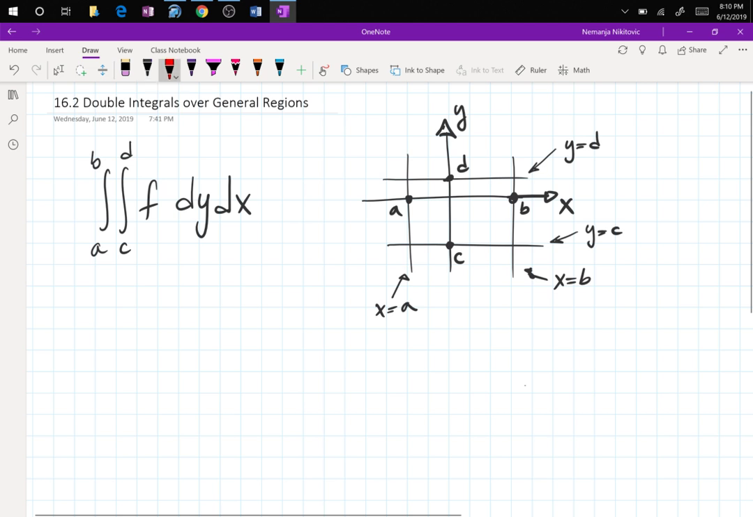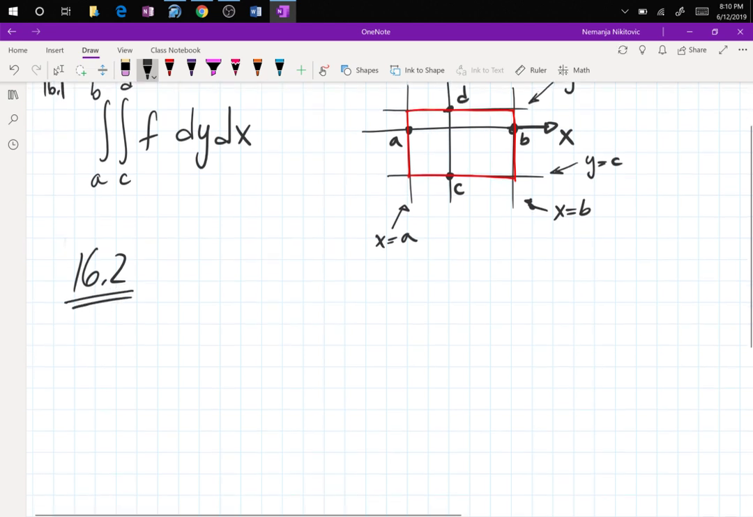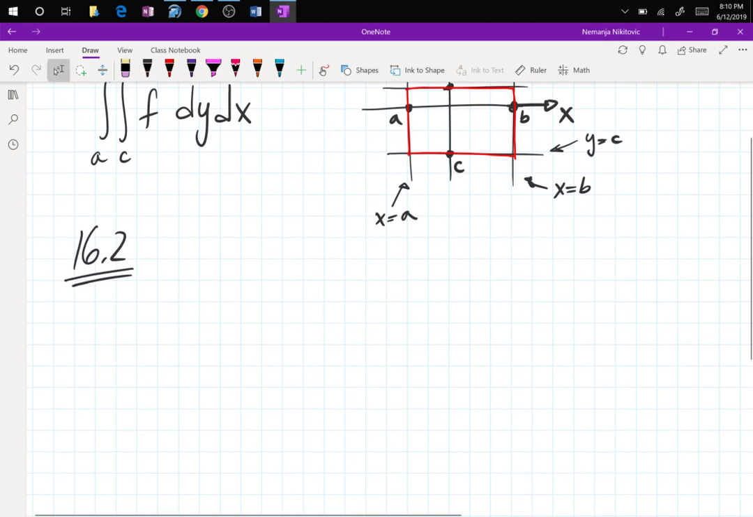So you see that we are able to create this rectangular region by using these 4 linear lines, and each one of these was actually a constant number, and that's why we had all numbers. So you will always be able to recognize a rectangular integral if you see all numbers around. Now in 16.2, so this was 16.1, in 16.2, we are going to have functions to bound our integral.